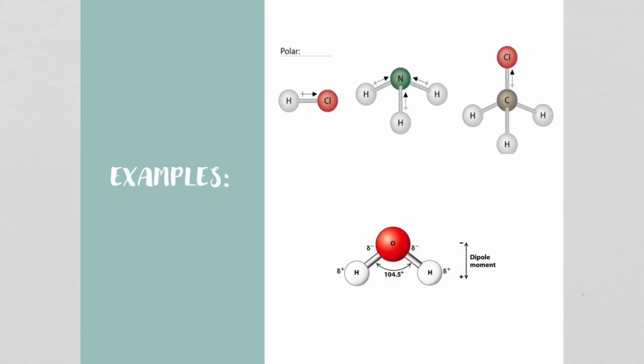All of these examples are polar molecules. There are two different ways to demonstrate that they're polar. You can draw an arrow with a little cross notch here to point towards the more electronegative atom, or you can do like water and show the negative and positive dipoles. So this one would have the negative dipole, this one would have the positive dipole.